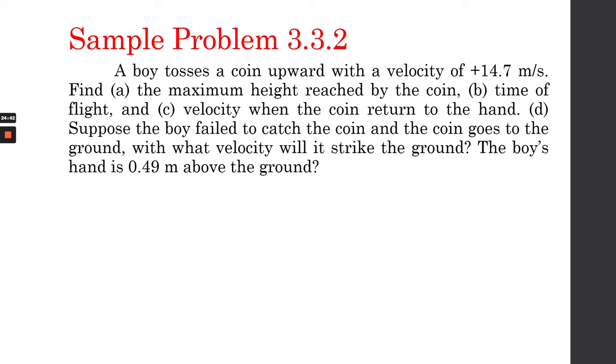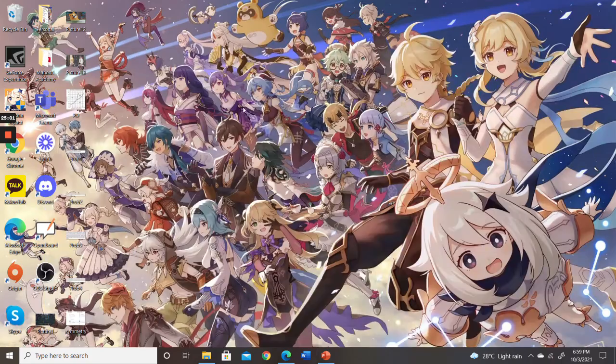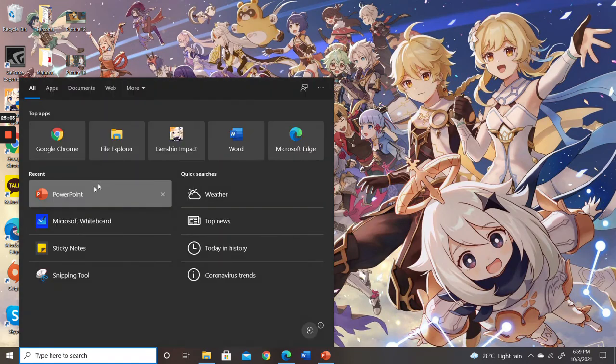Suppose the boy failed to catch the coin and the coin goes to the ground. With what velocity will it strike the ground? The boy's hand is 0.49 meters above the ground. Okay, so let's use my whiteboard to solve that.